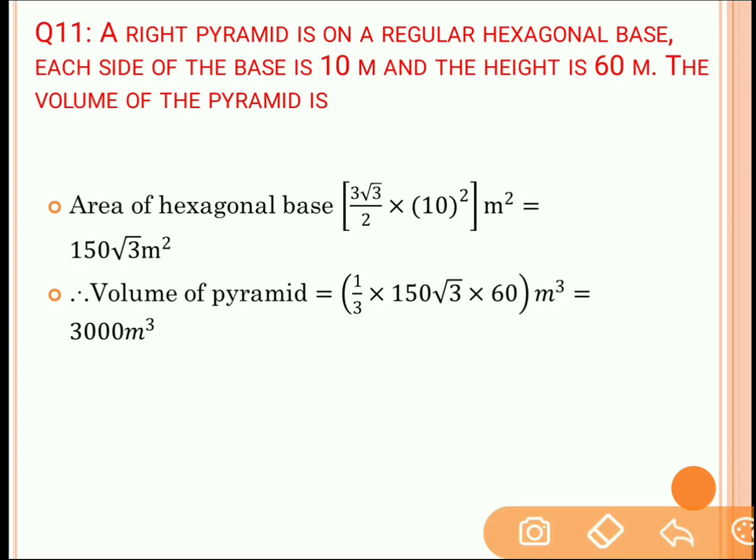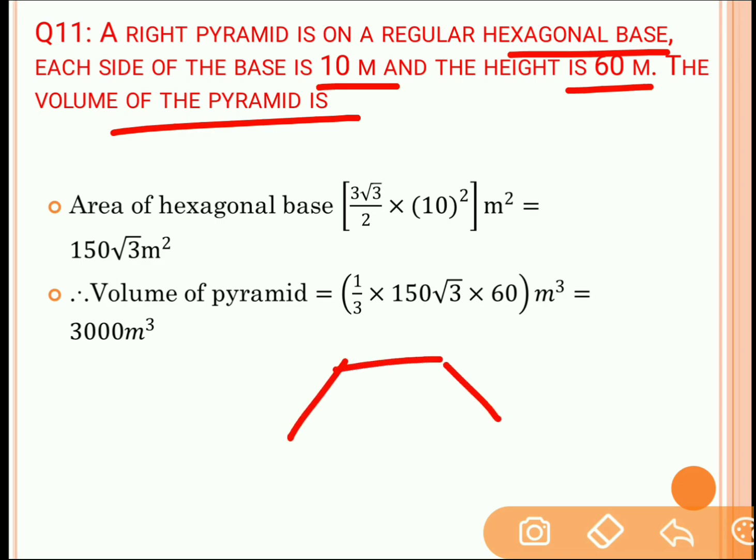Next question. The right pyramid is on the regular hexagonal base. Each side of the base is 10 meter and height is 60 meter. Then find the volume of pyramid. Pyramid having base of regular hexagon. Hexagon is a polygon which is having 6 sides, and all 6 sides are equal. Base length is given as 10, so all the 6 sides are equal to 10.